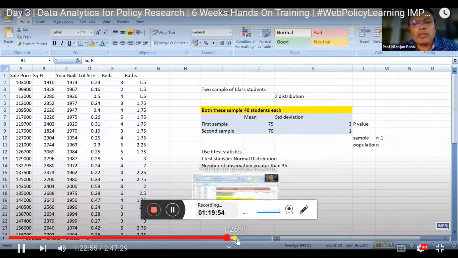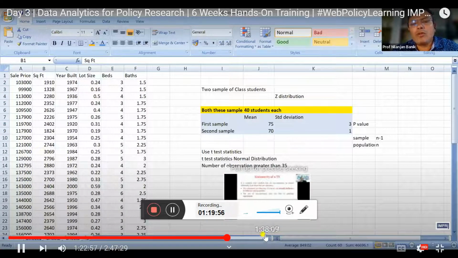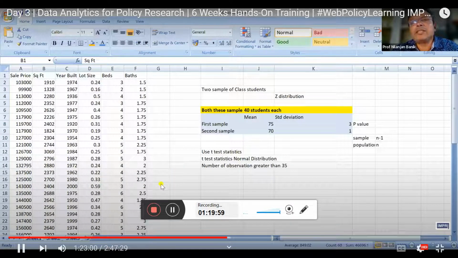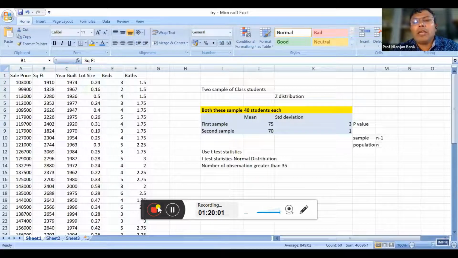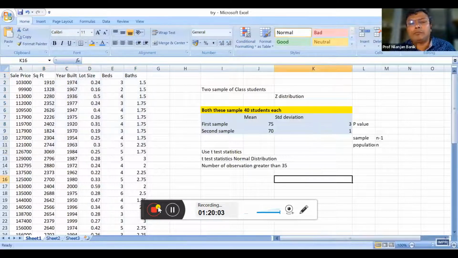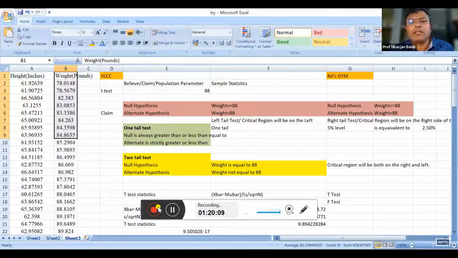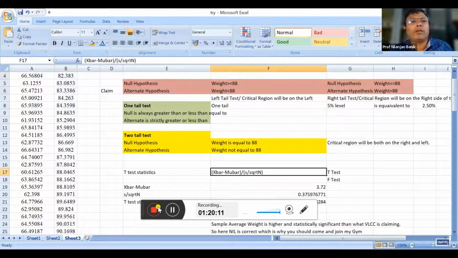Okay, Yogesh is asking whether I can show how to calculate the t-statistic value in Excel. Yeah, so Yogesh, what I've shown you is how you calculate the t-statistic value. This is the formula. Okay, so this is the formula.